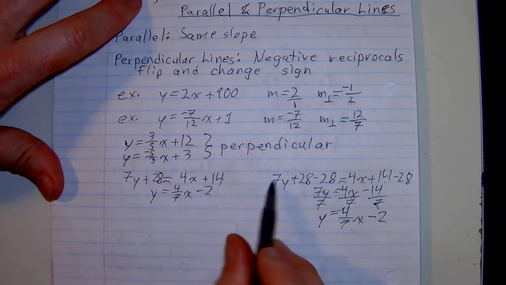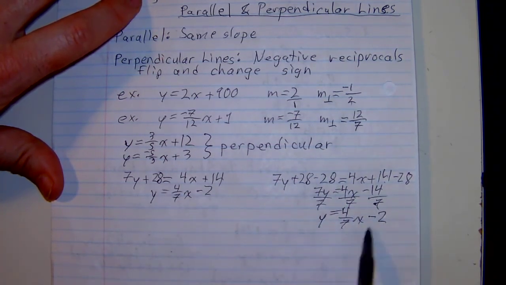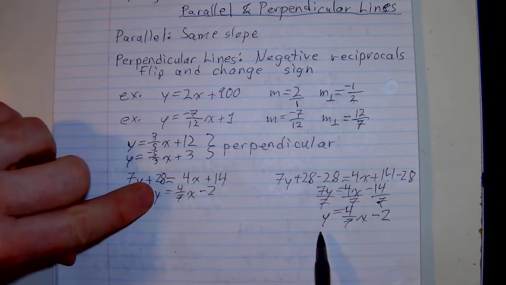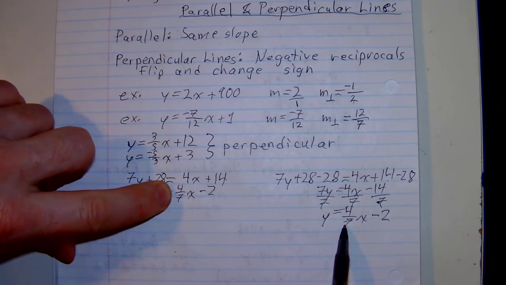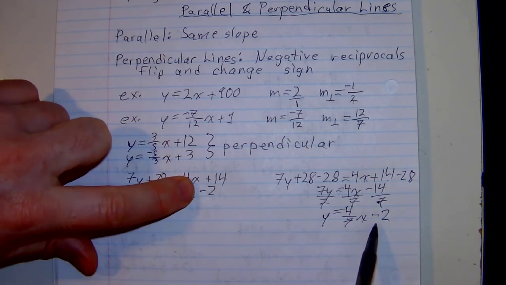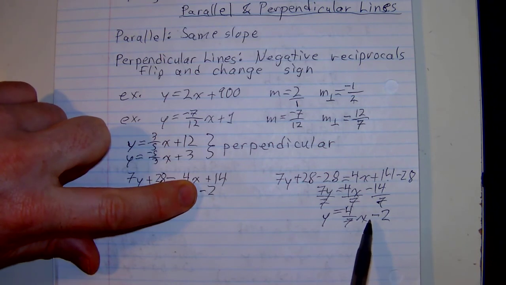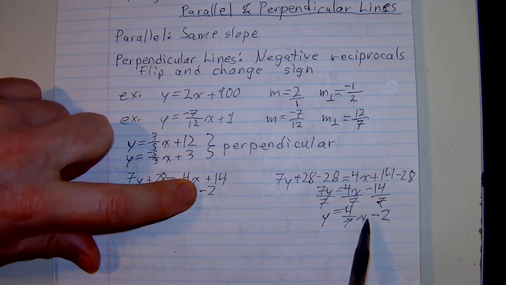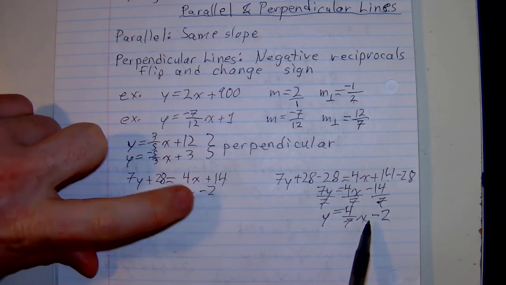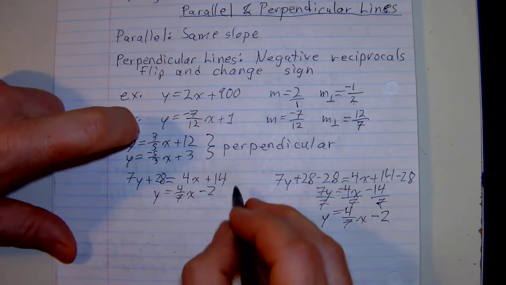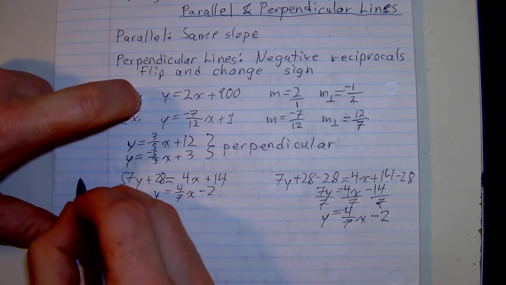So now this top equation has been transformed into slope-intercept form. If I compare the two equations, I see I have the same slope, so they are parallel. But I also see that I have the same y-intercept, which means they're actually the same line. Obviously, a line is parallel to itself, but because they have the same y-intercept, they're not just parallel, they're also the exact same line. So these two here, same line.